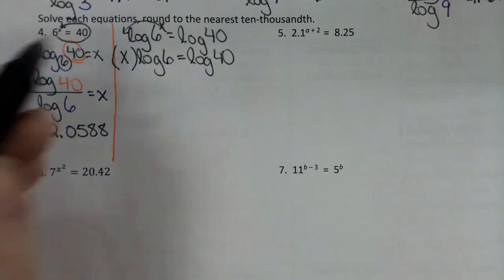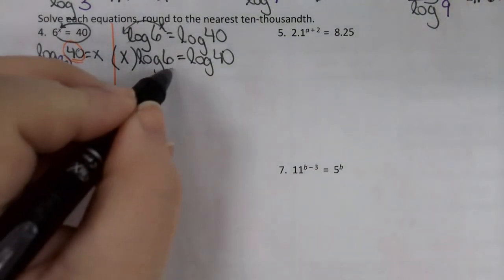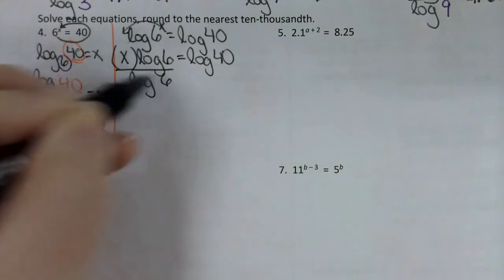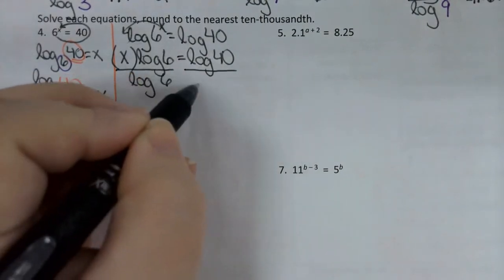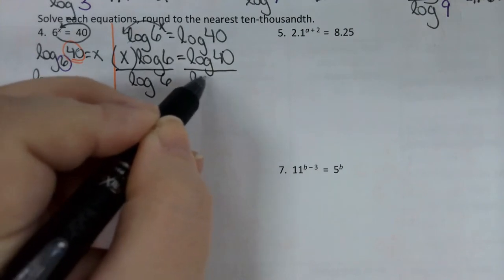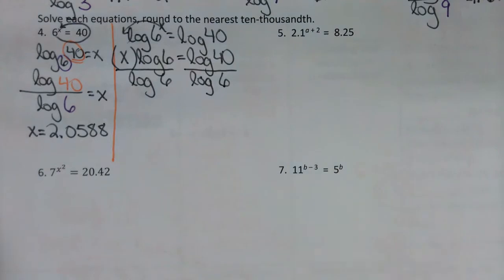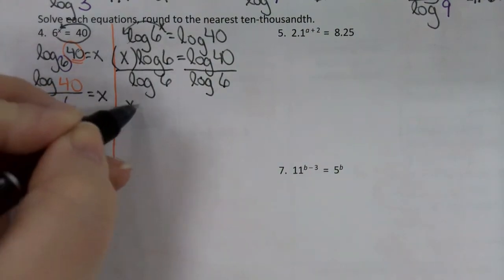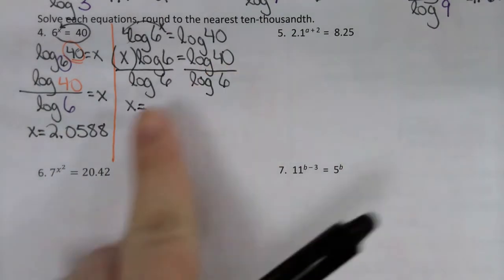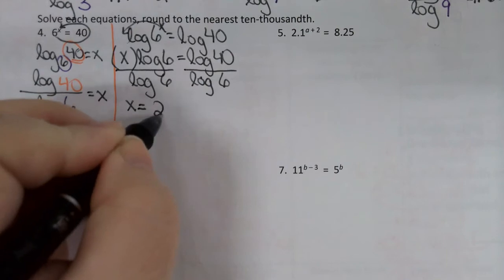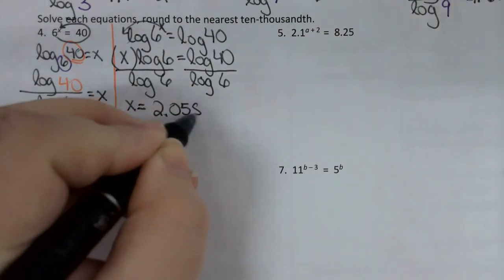And then to get x by itself, I would divide both sides by log of 6, because log of 6 is really a number. So to separate it from our coefficient of x, we would divide both sides. So x is equal to, and remember we just typed that into our calculator, 2.0588.